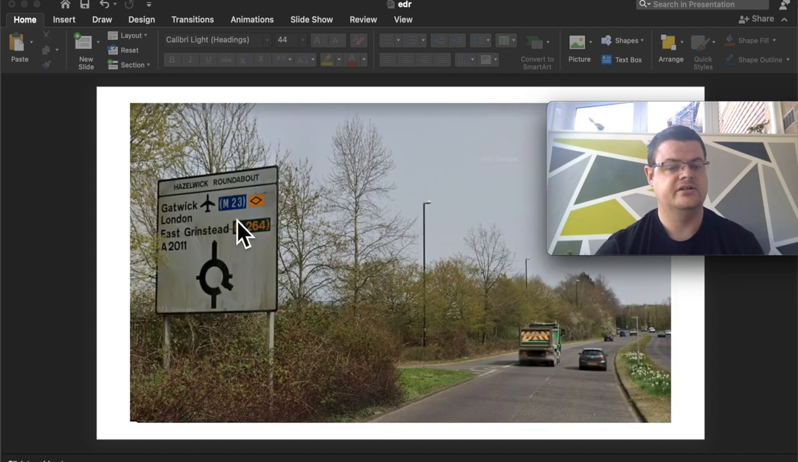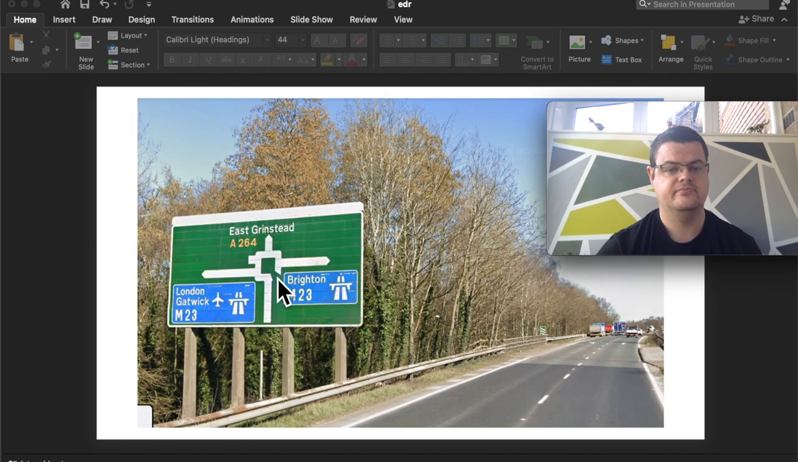So on the next sign, for the next roundabout, see the square's gone. There is a diamond, but that'd be for another emergency diversion route. This time just look for the M23. So following the road ahead.